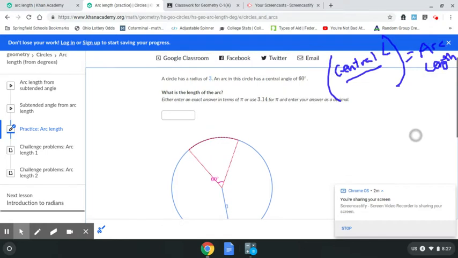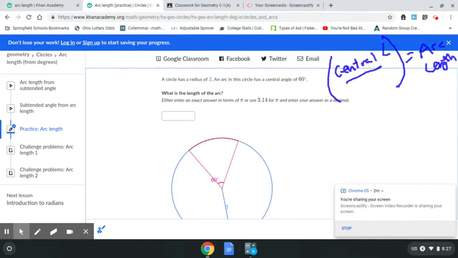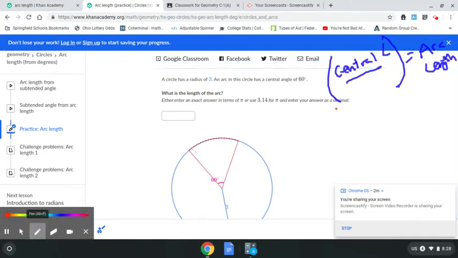Okay, so now on the next one, circle has a radius of 3, and arc in this circle has a central angle of 60. The question is, what is the length of the arc? So now we need the arc length. But for this one, they gave me the radius. Remember the formula that we talked about for circumference. Circumference equals 2 pi r. So again, we ask ourselves, do I have the circumference or do I have the radius or something else? I have the radius in this case.